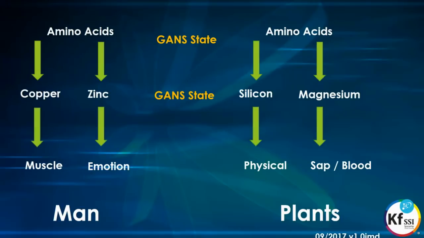So when we try and break this down a bit further, when the amino acids come into contact with the elements on Earth, say copper, that leads to the creation of our muscles. In connection with zinc, that leads to the creation of our emotion. And when we have the amino acids and iron, that leads to our blood. And it's the same for plants. When you have that amino acid in connection with silicon, that creates the physical structure of your plant. And in connection with magnesium, that's your sap or the blood of the plant.